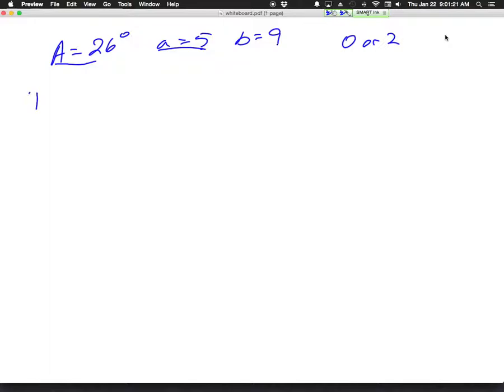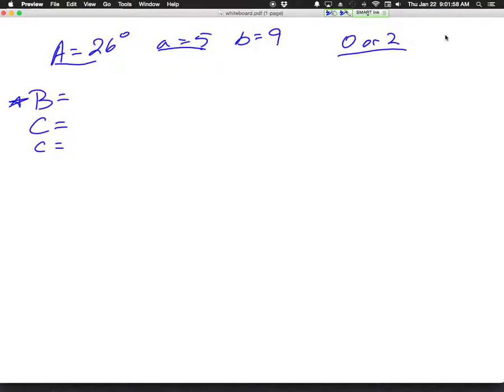So I need to find angle B, I need to find angle C, and I need to find side C. So, Kaylee, what do I need to find first? Angle B, angle C, or side C? Angle B. Now, whenever you're doing the 0 or 2 triangle problems, whichever one you have to find first, you want to put a star by it, and you'll see why here in just a second. Whichever angle you find first, put a star by it, because we're going to need that here in a second.